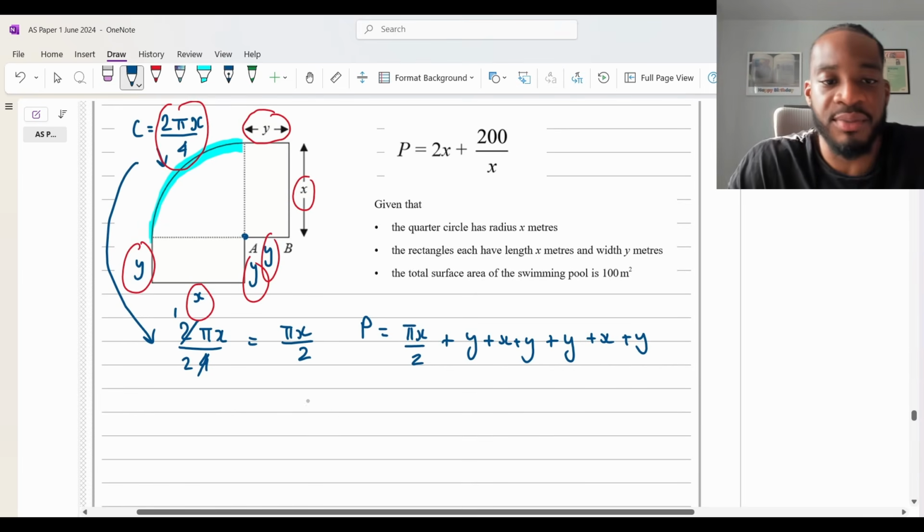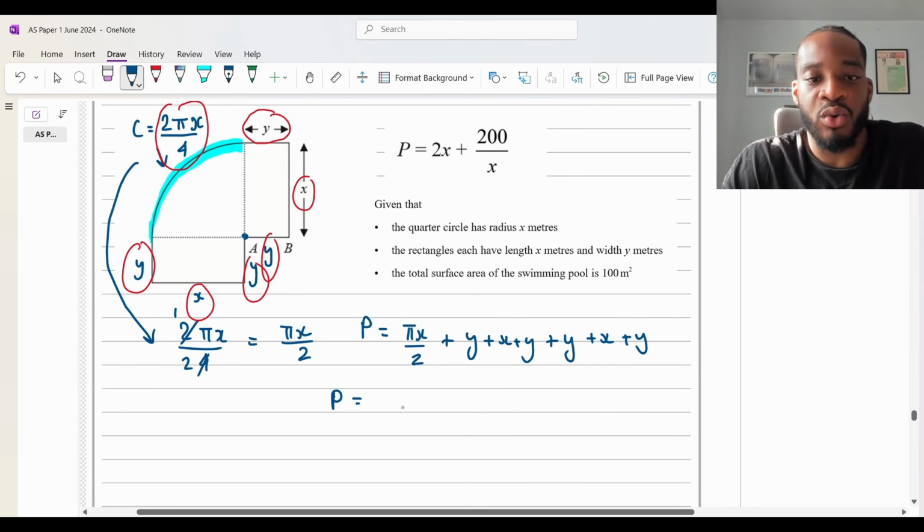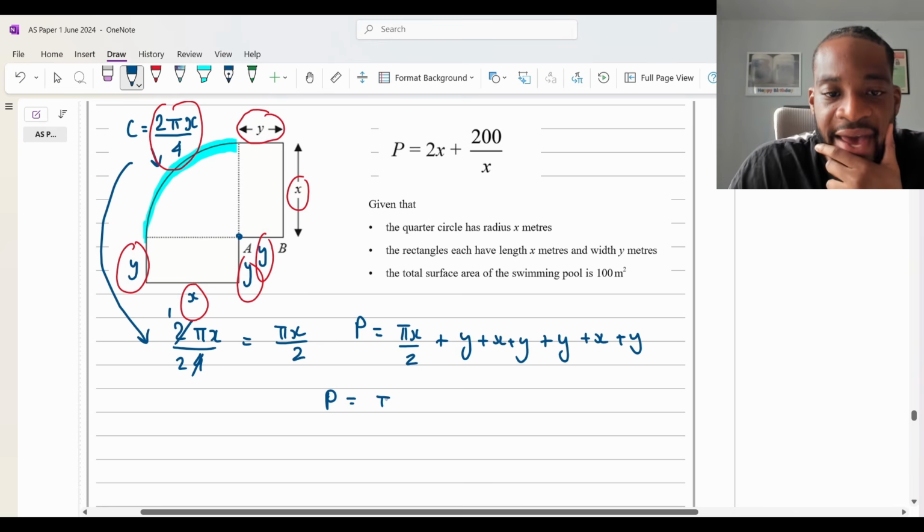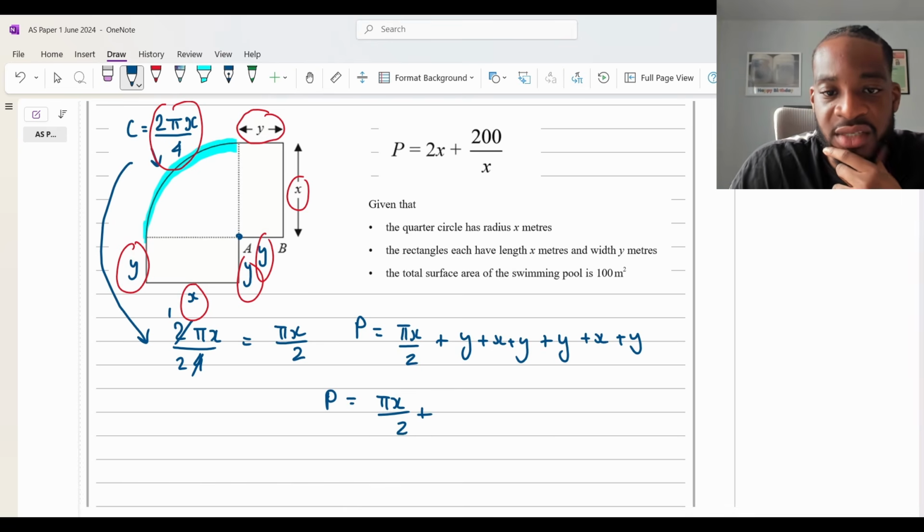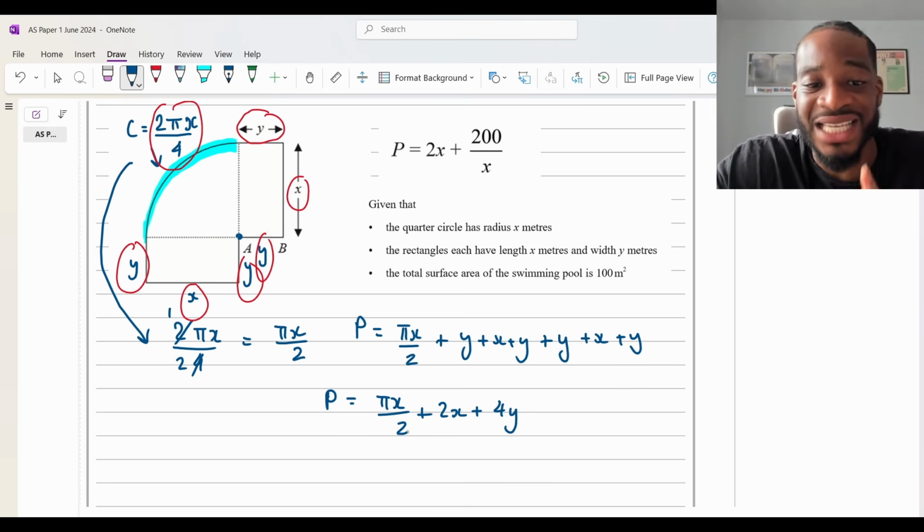Okay, now let's simplify this a bit more. So P is going to equal pi x over 2 plus how many x's do we have? I'll do the x's first. X plus, we've got 2 x's, and then we've got 4 y's. Okay, so this is the answer, isn't it?